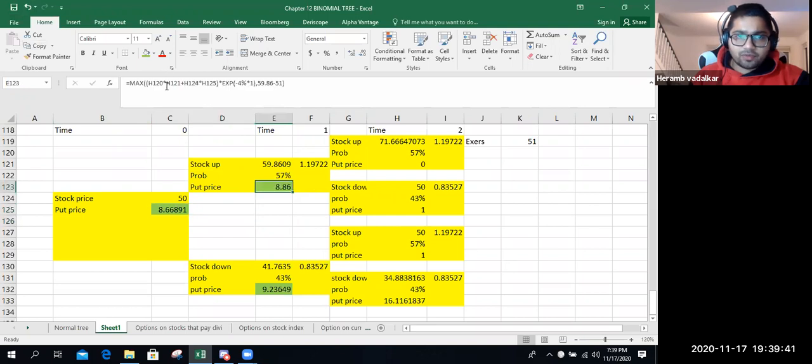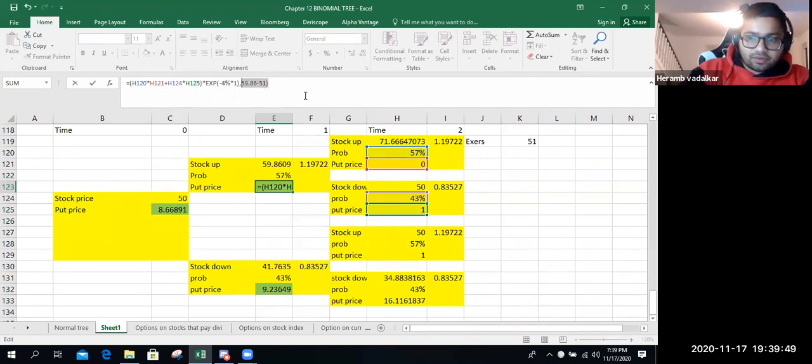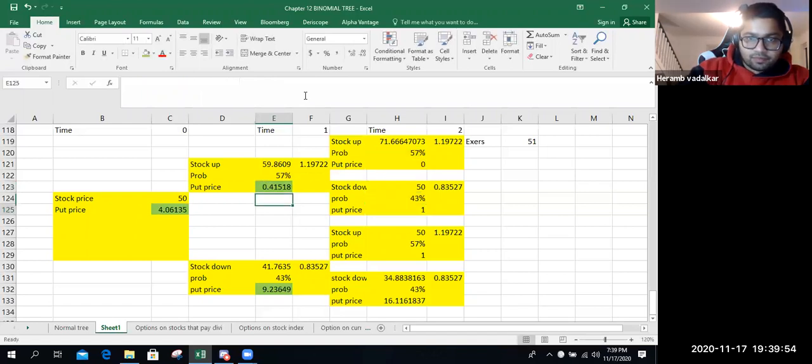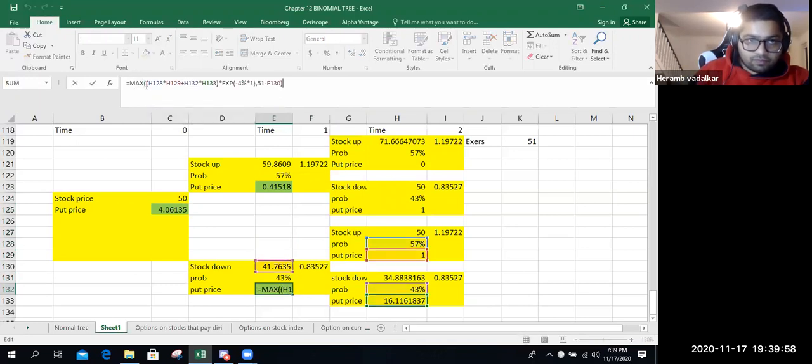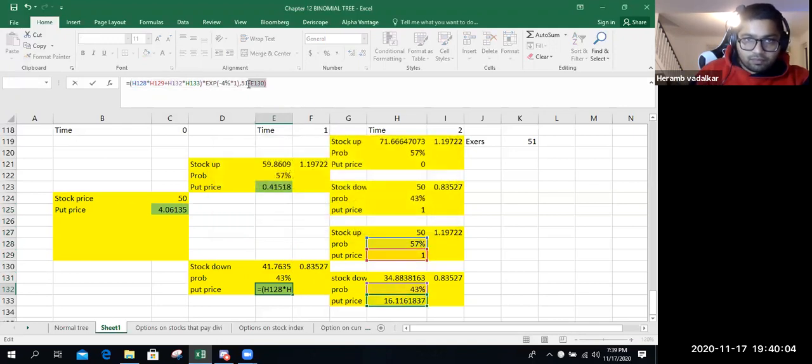Okay. So I'll just remove this max function so that this doesn't confuse you when you look at it. This is just something that you have to remember.